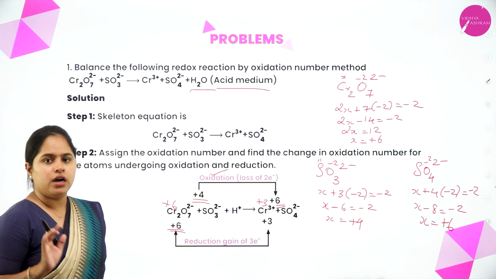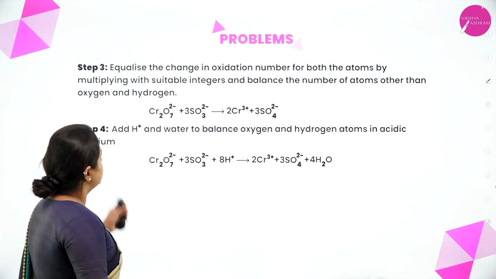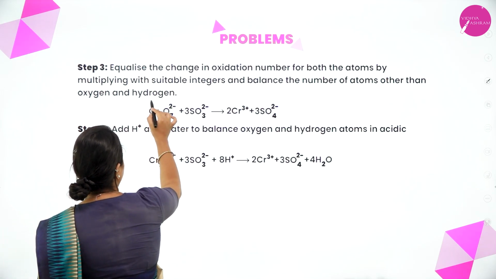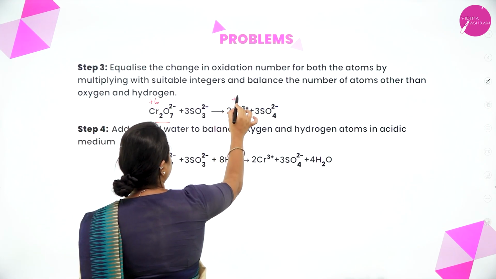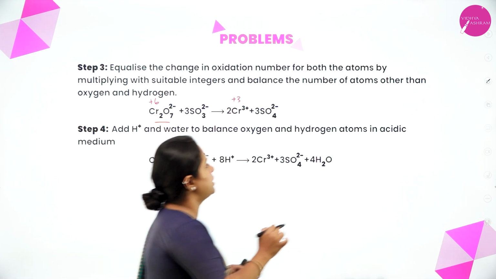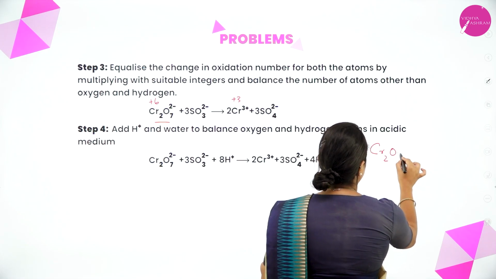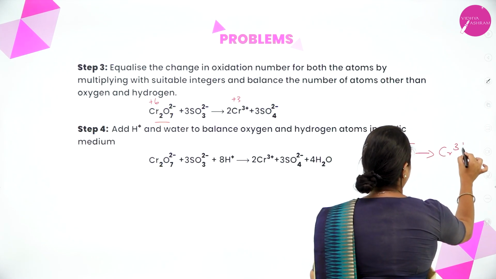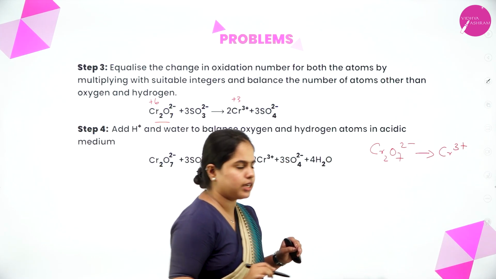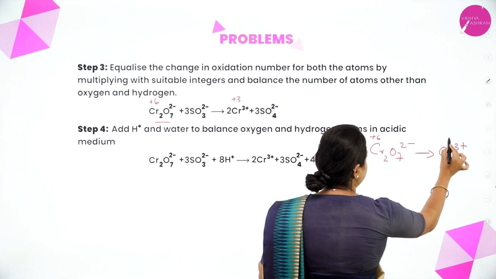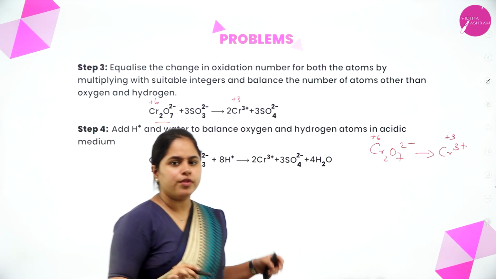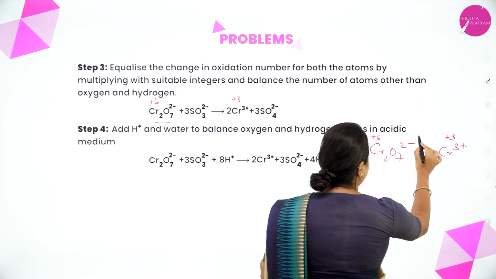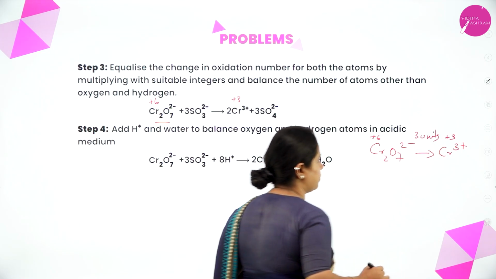Let's write these two reduction and oxidation reactions separately. First, the reduction reaction which is taking place. Cr2O7 2 minus, we know that it is in +6 oxidation state and here it is +3 oxidation state. So reduction is taking place. Cr2O7 2 minus is getting reduced to Cr3 plus. Here it is in +6 and here it is in +3 oxidation state. So by how many units does this decrease take place? You can see that it is by 3 units, right?